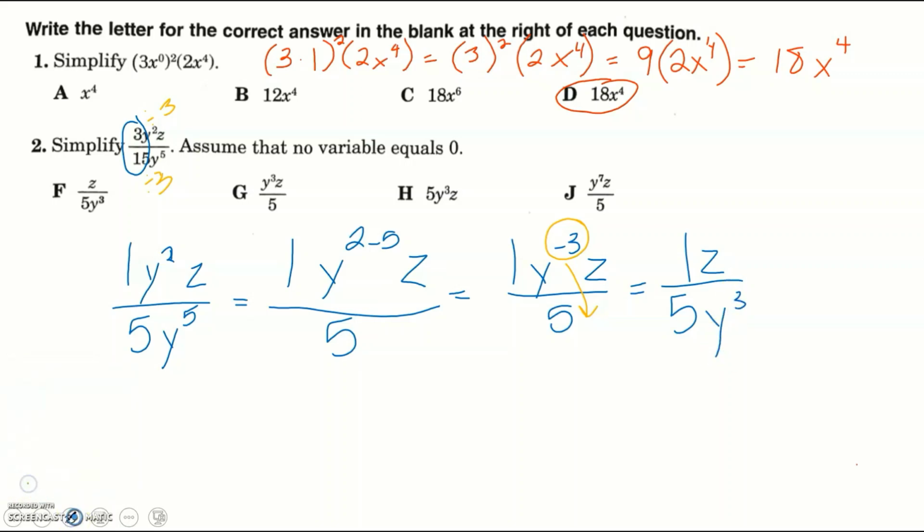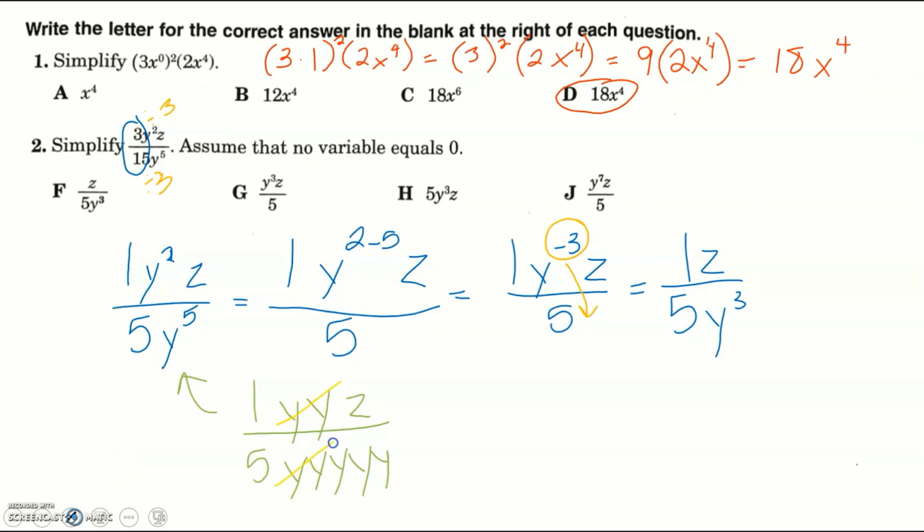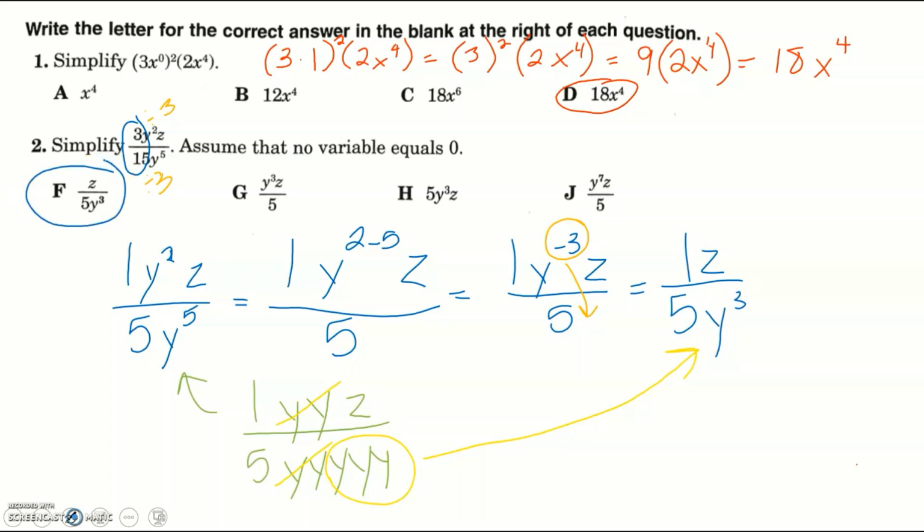Or what I would probably do in that situation is think more about canceling out. If I have 1y squared, that's really like 1yyz over 5y to the 5th. In my mind, I'm not necessarily writing that out each time. You know, y squared is y times y, and y to the 5th is y times y times y times y times y. I'm really just doing this in my head, but I have 2 y's on the top, which can cancel out with 2 of my y's on the bottom. And so then I have 3 y's left over on the bottom. So it's another way of looking at it. Either way, you'll end up with that answer of 1z over 5y cubed, but we don't normally write that 1 as a coefficient. So F would be our correct answer.